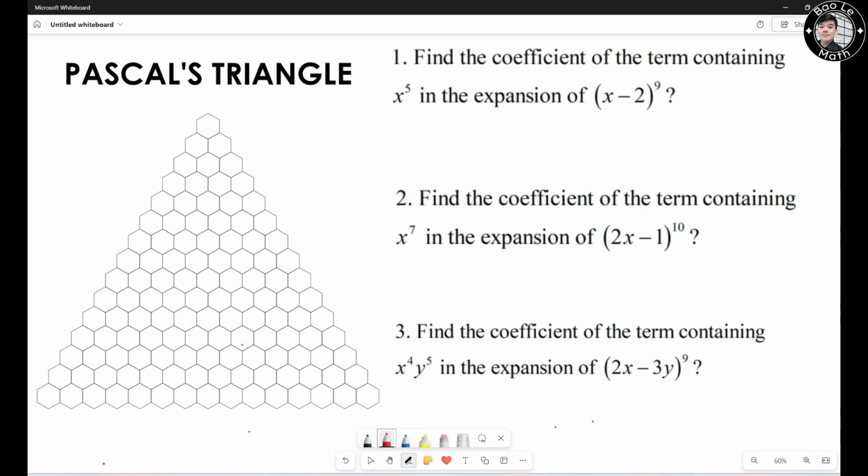Hello everyone. In this video, we're going to learn how to use the Pascal triangle to find the coefficient of the term containing the variable in the expansion of the binomial.